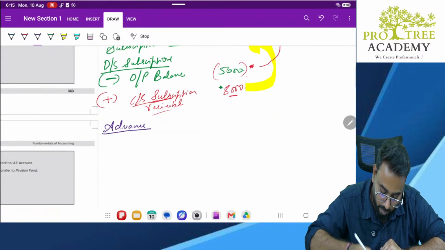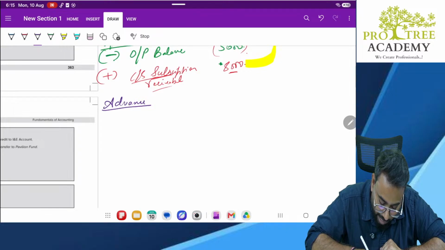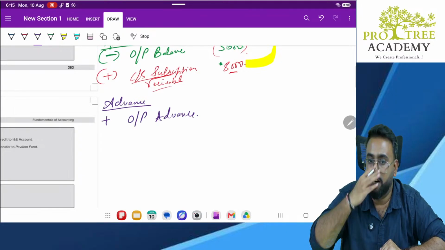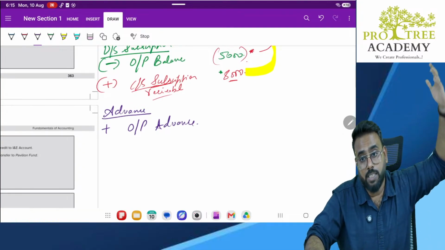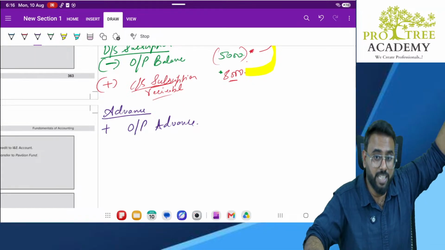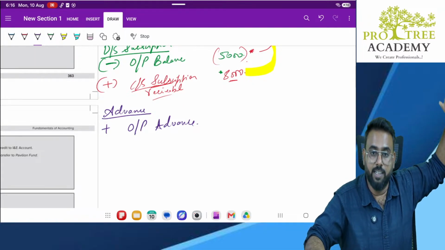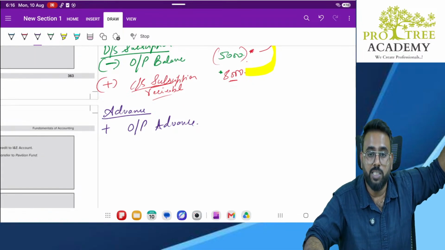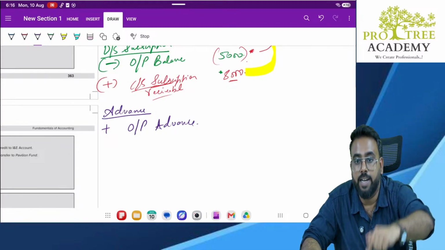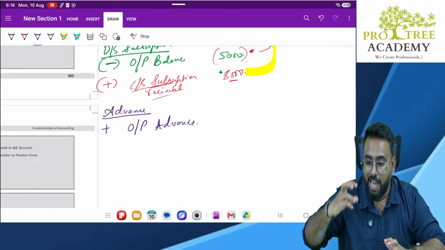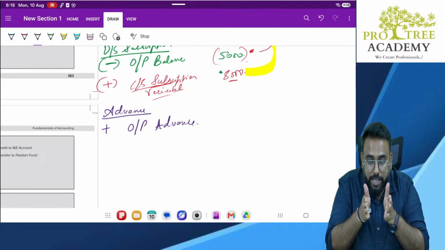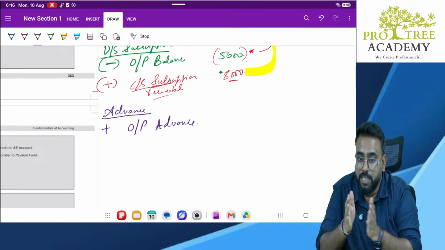Advance. Add opening advance. Sir, why are we adding opening advance? Because it was advance for last year, meaning the advance was received in the last year. In the last year it is called advance because that amount was not income in the last year. But that amount is income in the current year. Advance means I am receiving the subscription money for next year. That is why it is not income in the last year, but it becomes income in the current year.